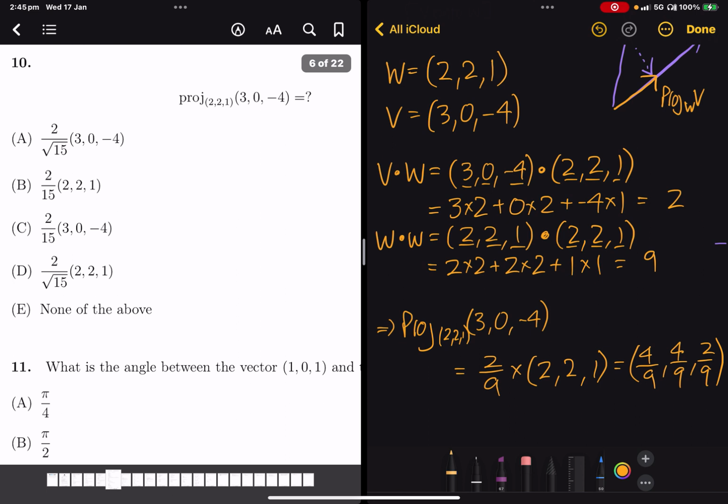Now you'll notice of the answers here, none of them are 4 on 9, 4 on 9, 2 on 9. None of them are 2 on 9 times 2, 2, 1. And in fact, the answer to this question is E.